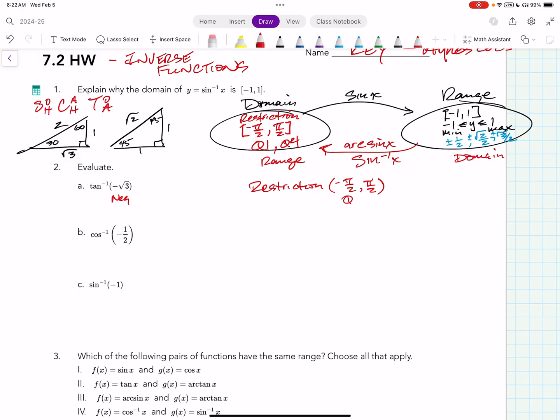Okay, and as we talked about, this is quadrant 1 or quadrant 4. So if you take the inverse tangent of negative root 3, we're expecting something in quadrant 4. All right, now let's go back to basics.